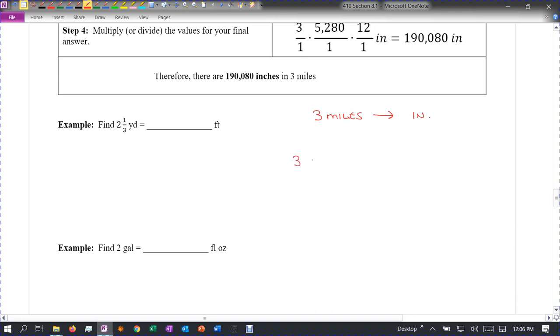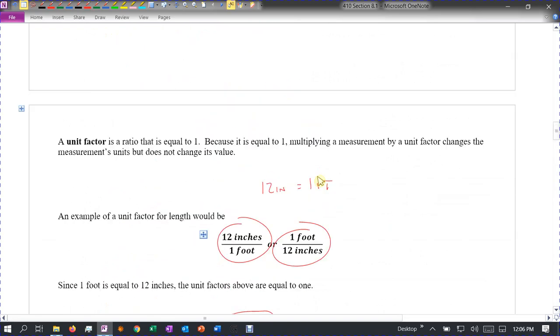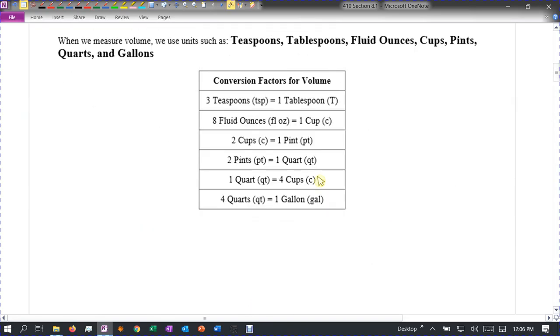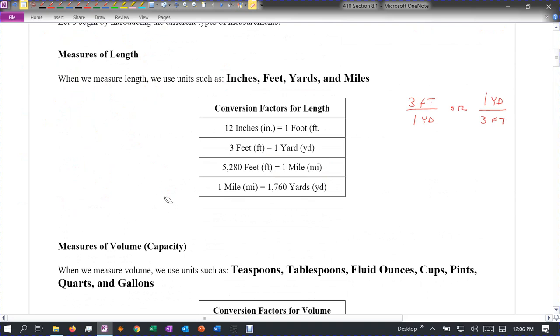All right, so here's what we need to write down first. We write down 3 miles, and we'll always do this every single time. 3 miles over 1, and we'll just always put it over 1. And now we need to think about how we can get from miles to inches. So let's go back up to our table where we had measurements of length. And I'm going to erase some of this stuff just to get it out of here. We need to go from 3 miles to inches.